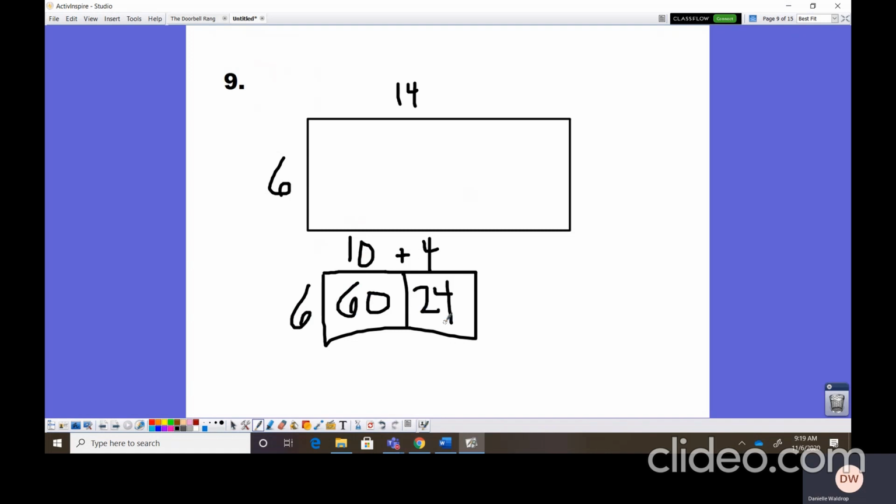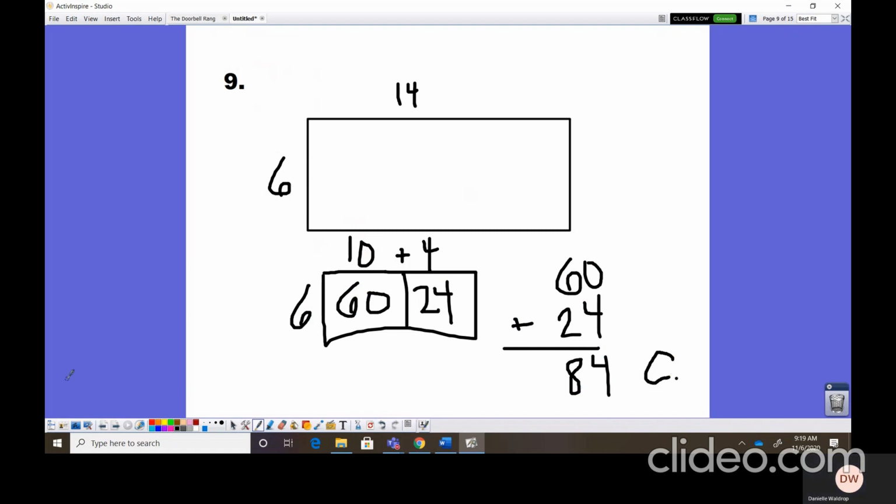It's a basic fact. So then we stack and add. 60 plus 24. 0 plus 4 is 4. 6 plus 2 is 8. So it matches up to letter choice C.